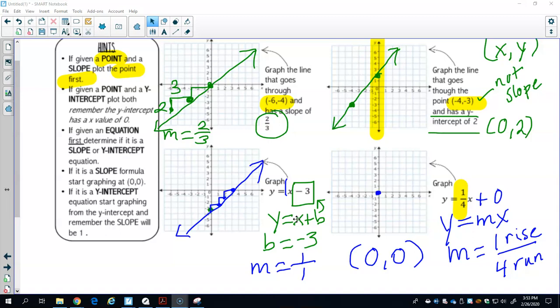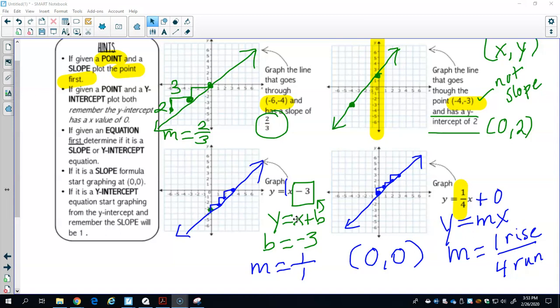And then we're going to do our rise over run. So we're going to go up 1 over 1, and then you're going to plot your points. It's going to go through the graph, just like that. And you can see it's proportional, and it starts at (0, 0).